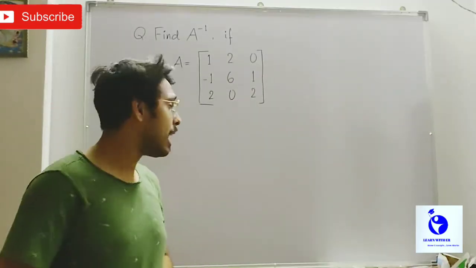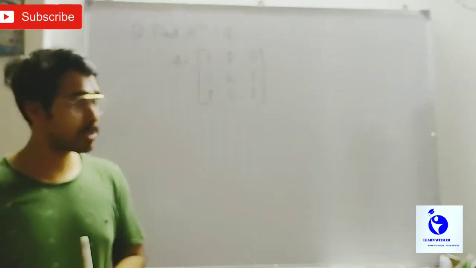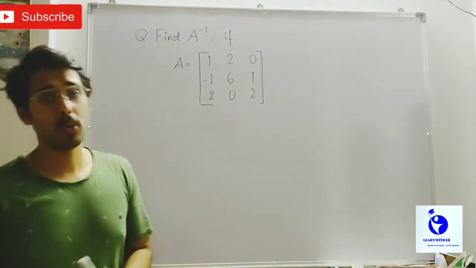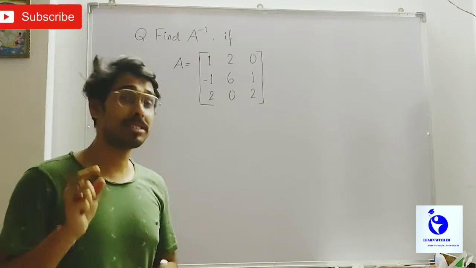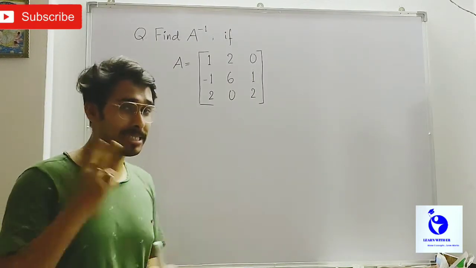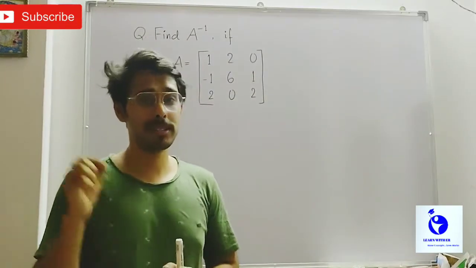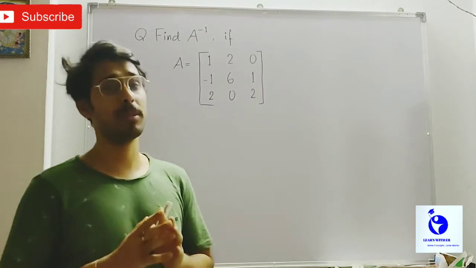Alright, so we have a question in front of us. We need to find out the A inverse of the matrix A, which is given as this one. So we are going to follow the three-step process that I have just told you. The first step is to find out the determinant of the matrix A. The second step is to find out the adjoint of the matrix A, and the third step is to finally find out the inverse of the matrix.